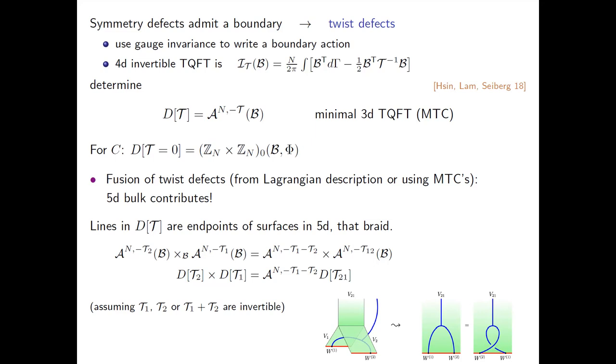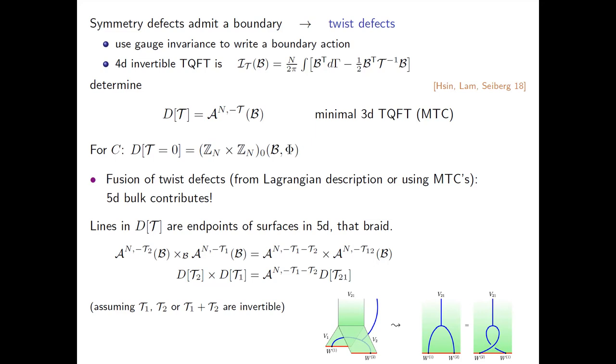This three-dimensional theory has lines, and then there are the lines of the two theories. But these lines, really, are endpoints of surfaces in the bulk. And the surfaces in the bulk, like I'm trying to represent here, have braiding. So the lines on this three-dimensional theory, when you put them together, get a braiding from the fact that the surfaces have a braiding in five dimensions. So this allows us to introduce a sort of twisted product. It's a tensor product that is twisted by the bulk.